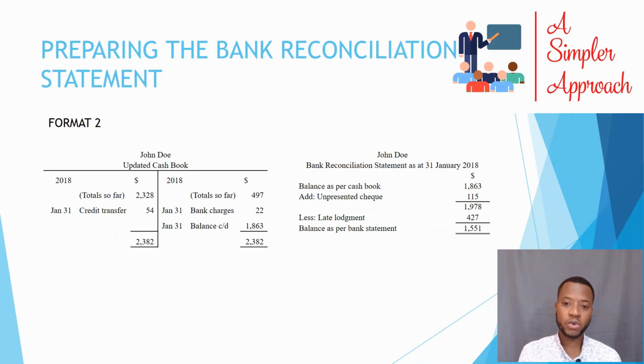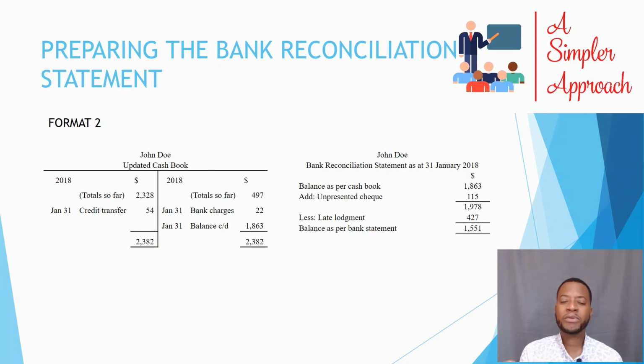Format number 2 would look like this. First thing we did with format 2 is to update the cash book. Take the items from the bank statement that is not in the cash book and put it in there. And there were just 2 items, the credit transfer of $54 and the bank charges of $22. And remember, double entry is taking place here, so you would have to reason it out properly.